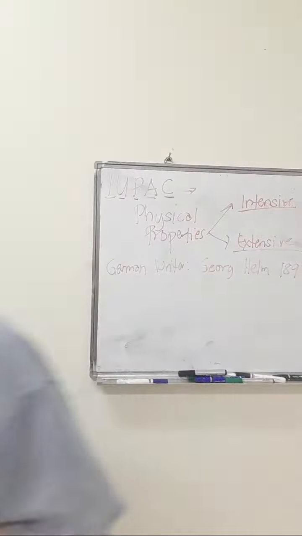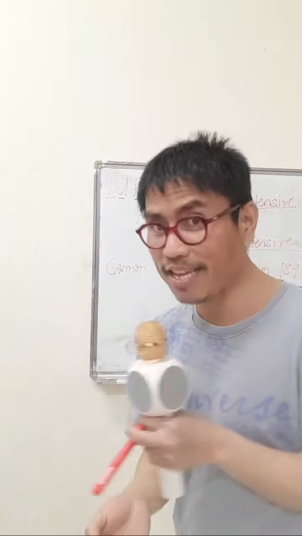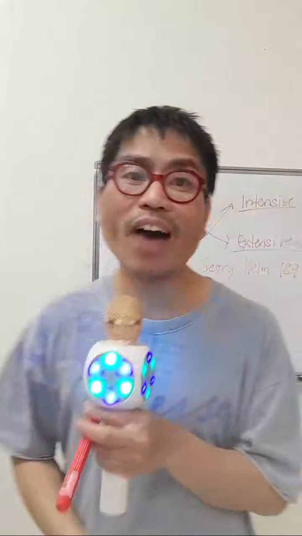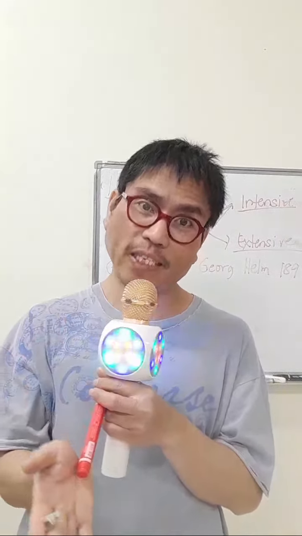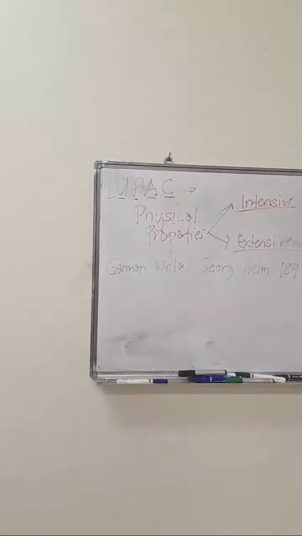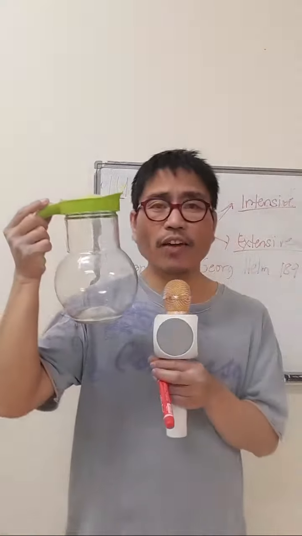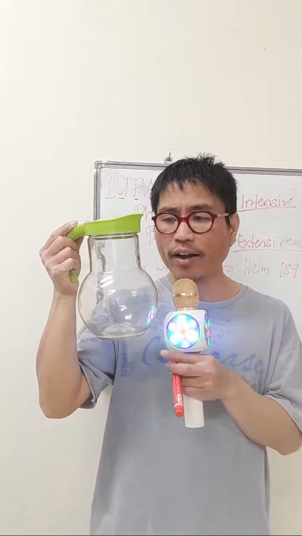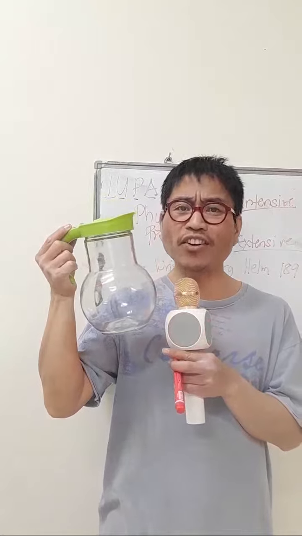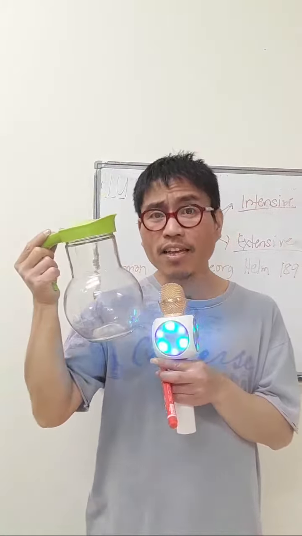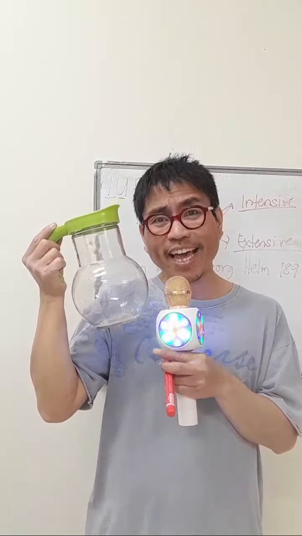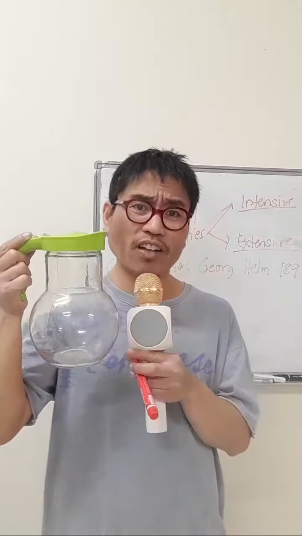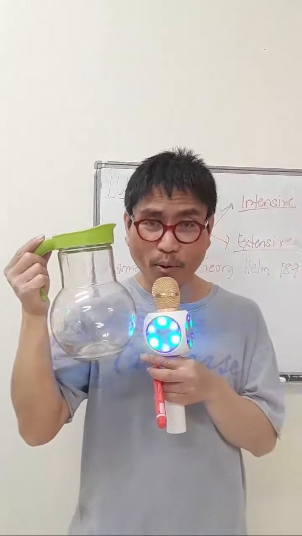Now, what is an extensive property? An extensive property, guys, as I said earlier, is a physical quantity whose values are dependent and directly proportional to the size of the system. For example, if I pour water inside this glassware, it will occupy and retain the shape of the container.